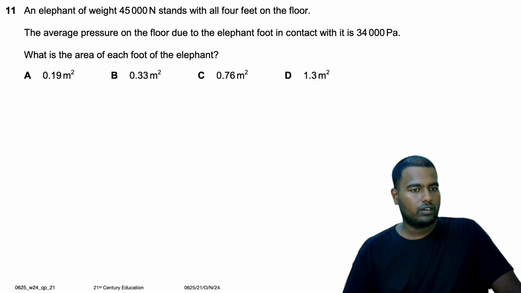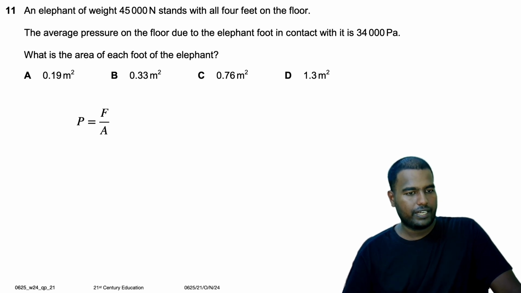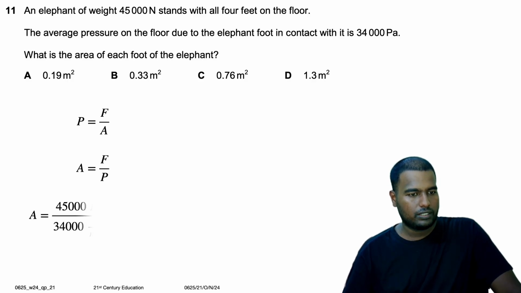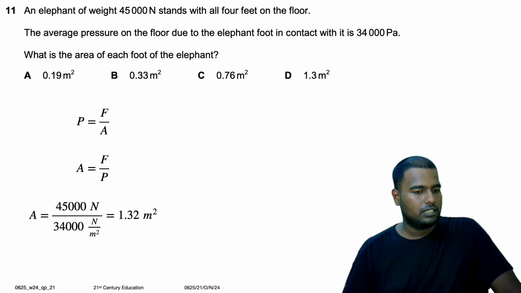An elephant of weight 40,000 Newton stands with all 4 feet on the floor. The average pressure on the floor due to the elephant feet in contact with it is 34,000 Pascal. What is the area of each foot of the elephant? Okay. We know that pressure is force divided by area. We have to find the area. So area is force divided by pressure. Force is 45,000 Newton divided by pressure 34,000 Newton per meter square.